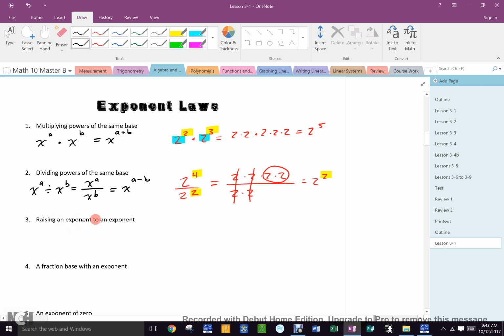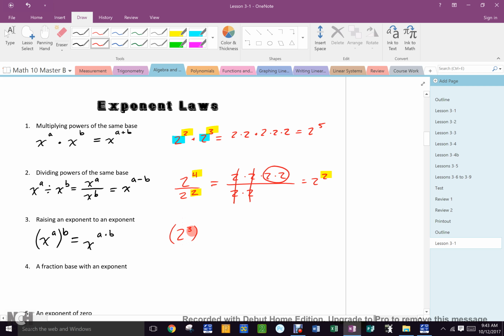What's the third one? An exponent to an exponent. X to the a, all to the b. I want to ask a question about that before I go on. What is the base? X is still the base. Who remembers the rule there? X to the a times b. And then, of course, we're going to explain it.